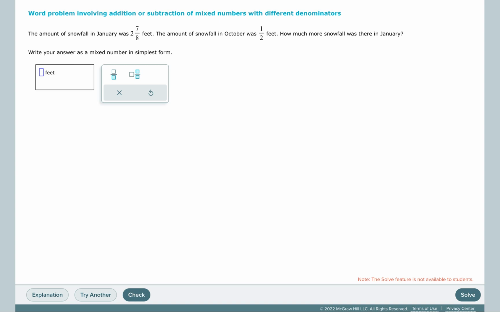This says the amount of snowfall in January was 2 7/8 feet. The amount of snowfall in October was 1/2 foot. How much more snowfall was there in January? We're trying to find how far apart those two numbers are, which is subtraction. So we have 2 7/8 minus 1/2. Subtraction, unlike addition, the order does matter. So you're always going to put the number you're subtracting on the bottom.